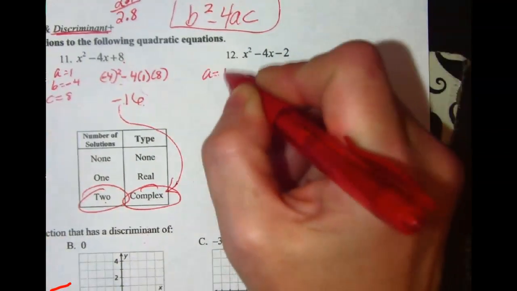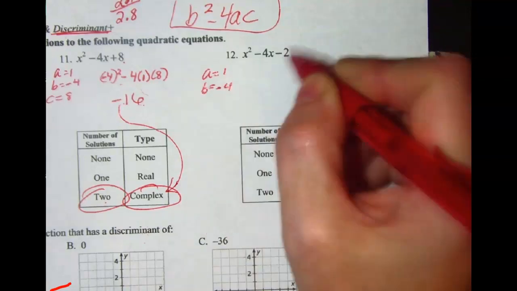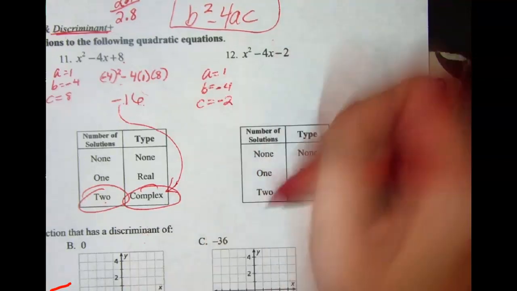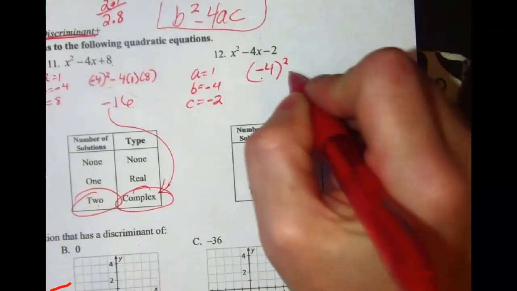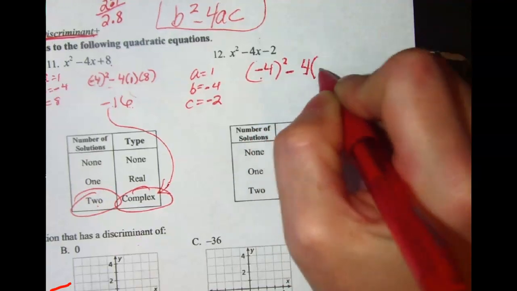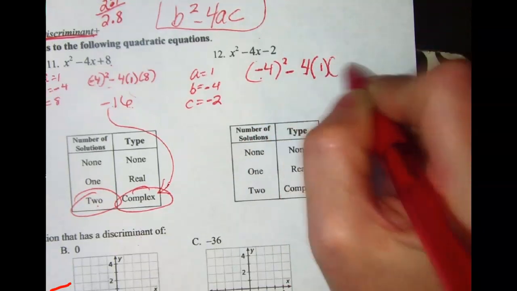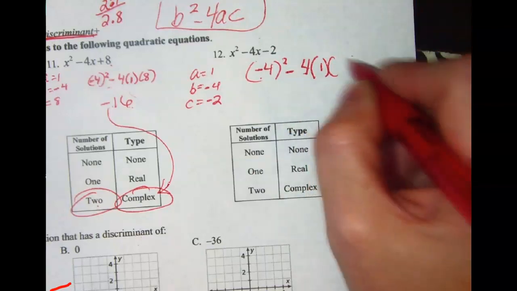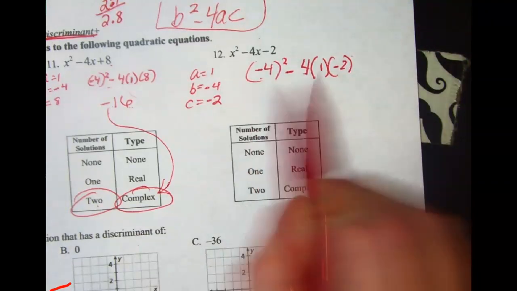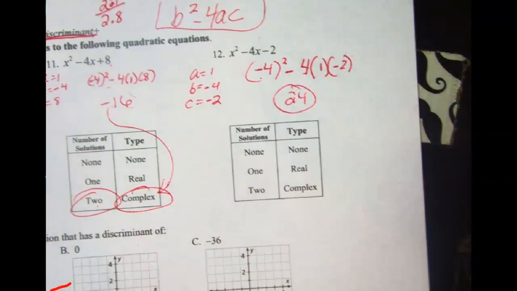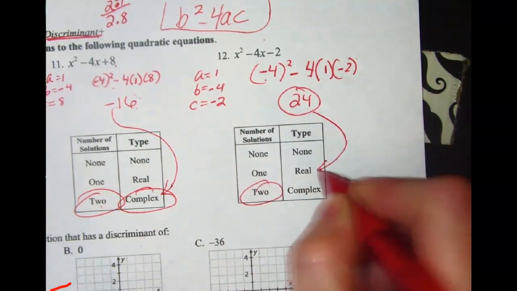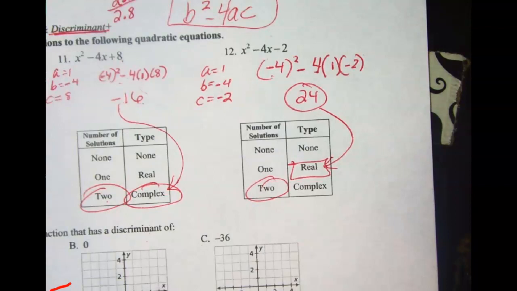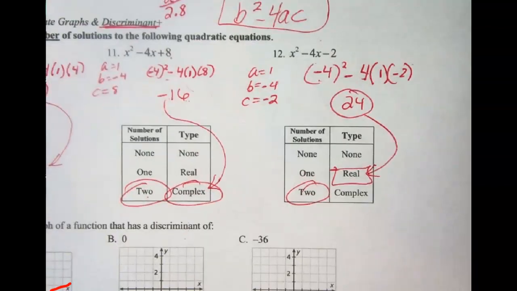All right, and let's look at 12. So again, A equals 1, B equals -4, and C equals -2 this time. I want to make sure I put it in right. So I do B squared minus 4 times A, which is 1, times C, which is -2. When I plug all this in, I get a positive 24. Remember, a positive number means we have two, and they are going to be real solutions. Those are some things to remember.